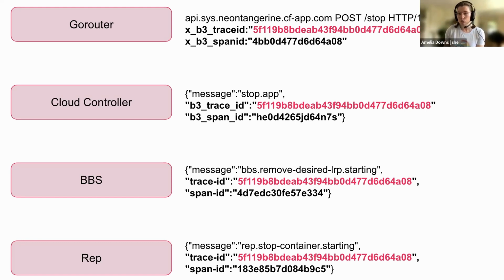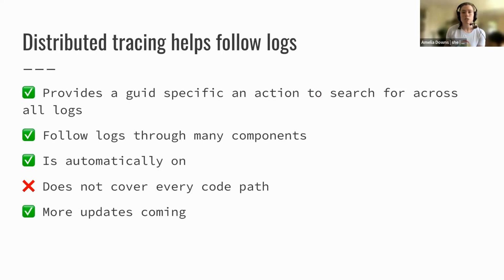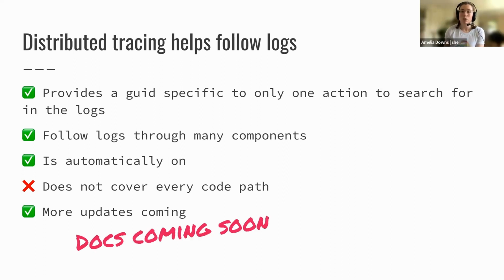And of course, you could do a general search of all logs for this trace ID so that you could identify the components and you didn't know exactly which component logs to look in like I did. So distributed tracing provides a GUID specific to an action to search for across all component logs, which will allow you to more easily trace logs through many components. This feature will be automatically turned on, but it does not cover every single code path. More updates are coming in the future. And docs to come soon. Once they are available, they'll be shared in the working group Slack channels, so you should join.